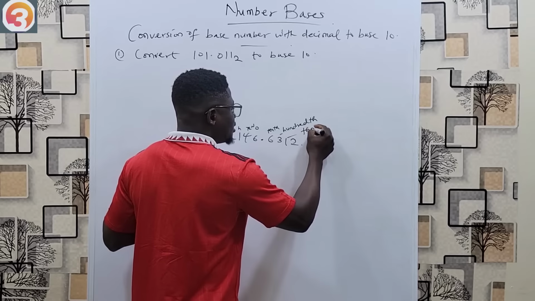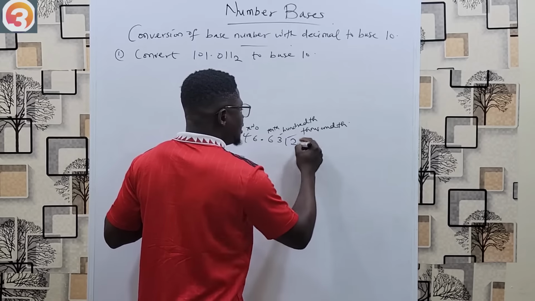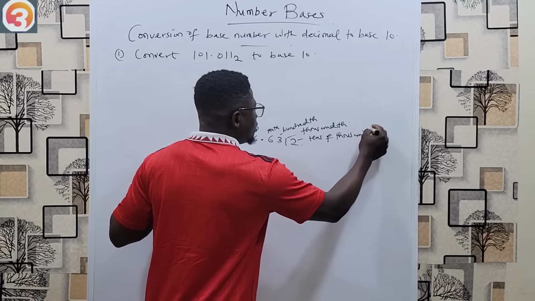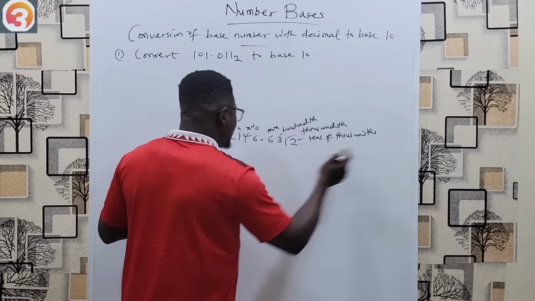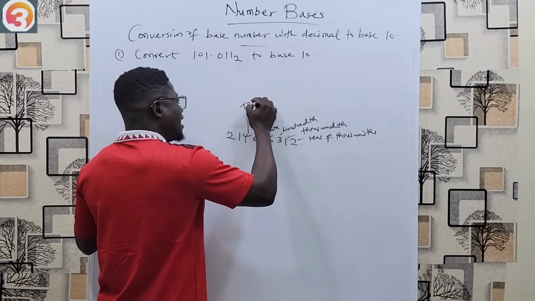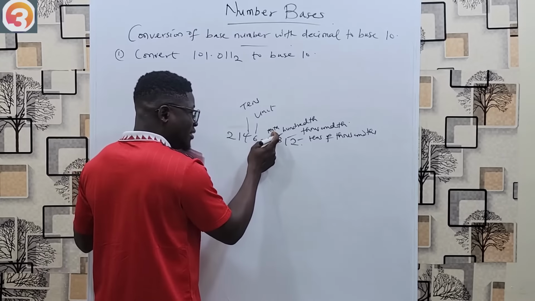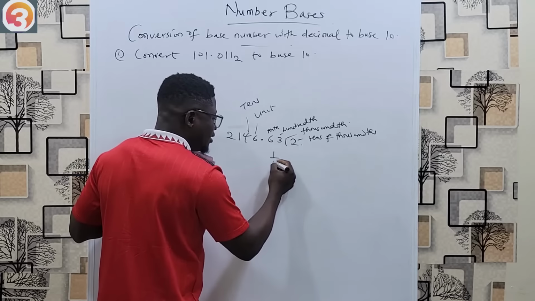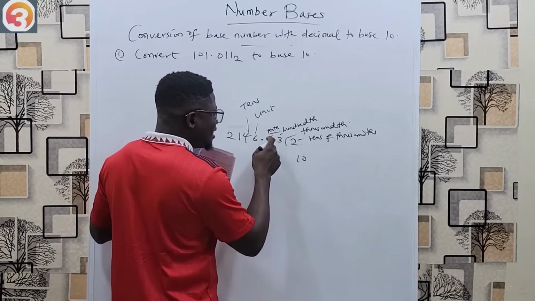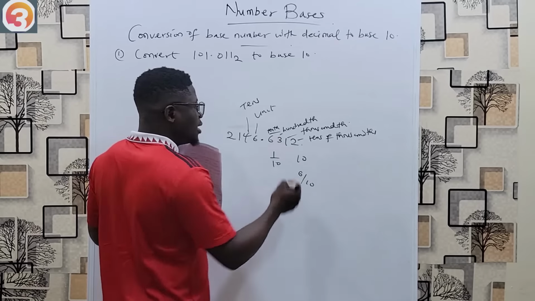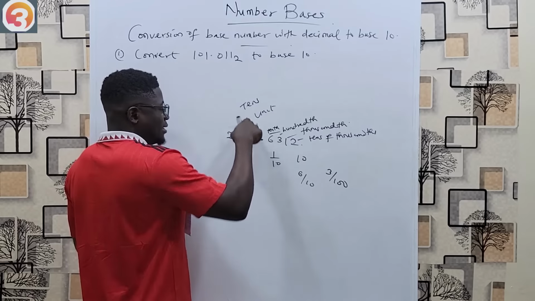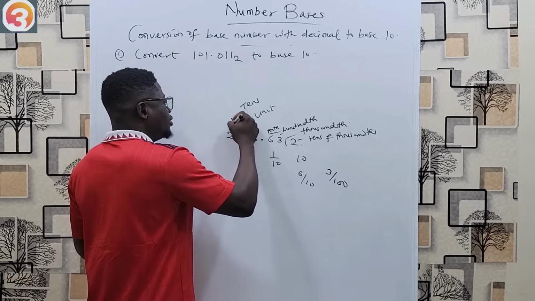This is thousandths, and this is tens of thousands. If you have another number here, it would be hundreds of thousands. This one here is units, this is tens. You are seeing it. Tens is different from tenths. Tenth means 1 over 10, but tens means 10. So 6 tenths will be 6 over 10, and 3 hundredths will be 3 over 100.